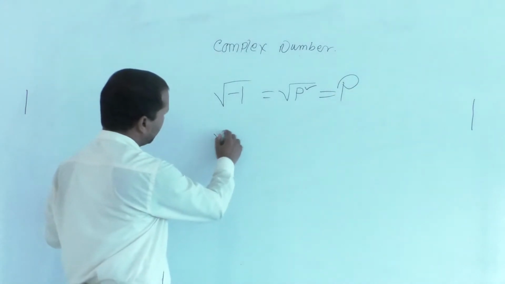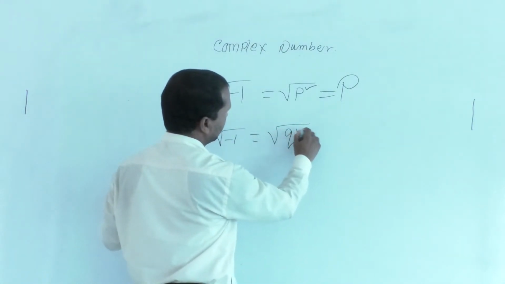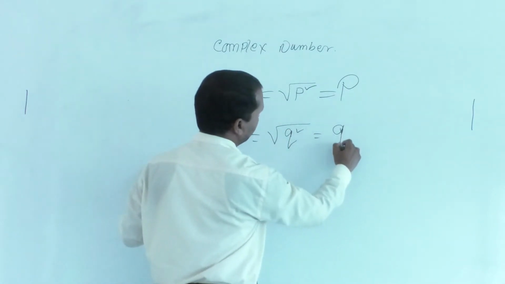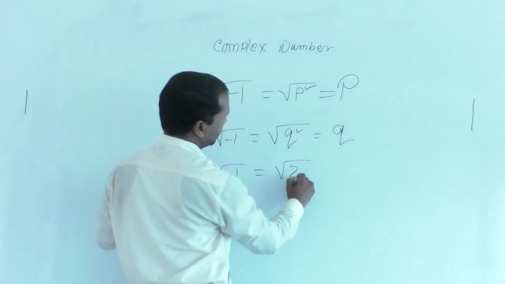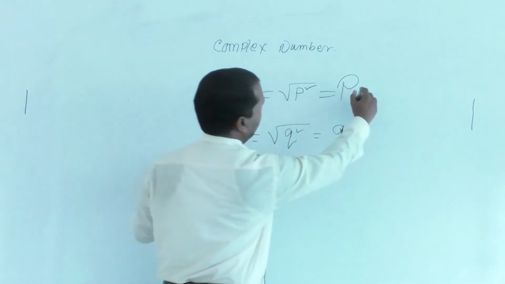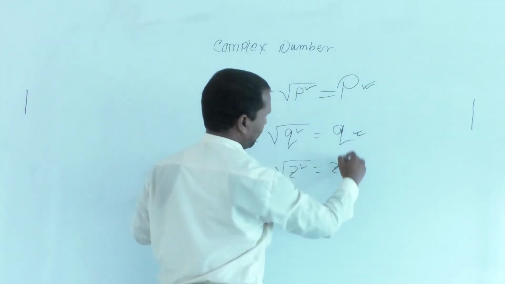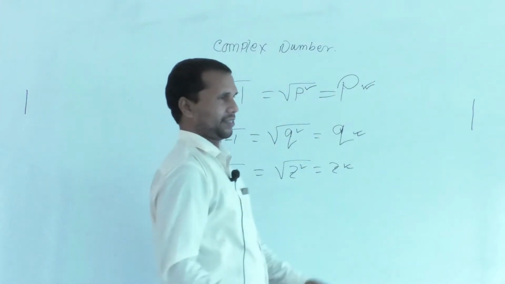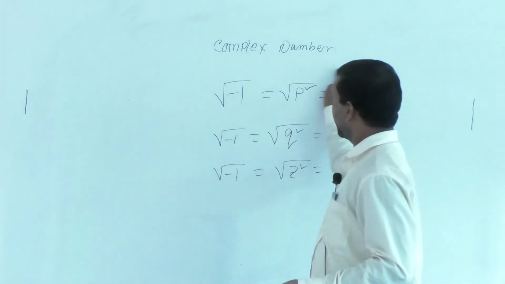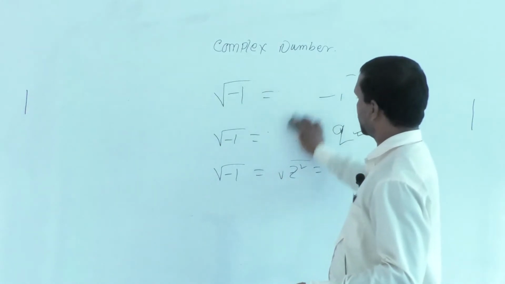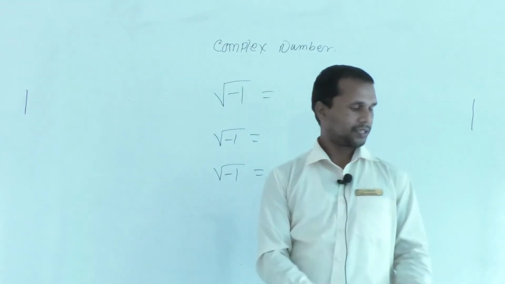Again, root over minus 1, if you consider it as root over q square, then it is also q. Again, root over minus 1 equals root over z square, then it is z. So you will get different letters. Sometimes it is p, sometimes it is q, sometimes it is z. For this problem in mathematics, the mathematicians have represented root over minus 1 by a special letter. What is the special letter?